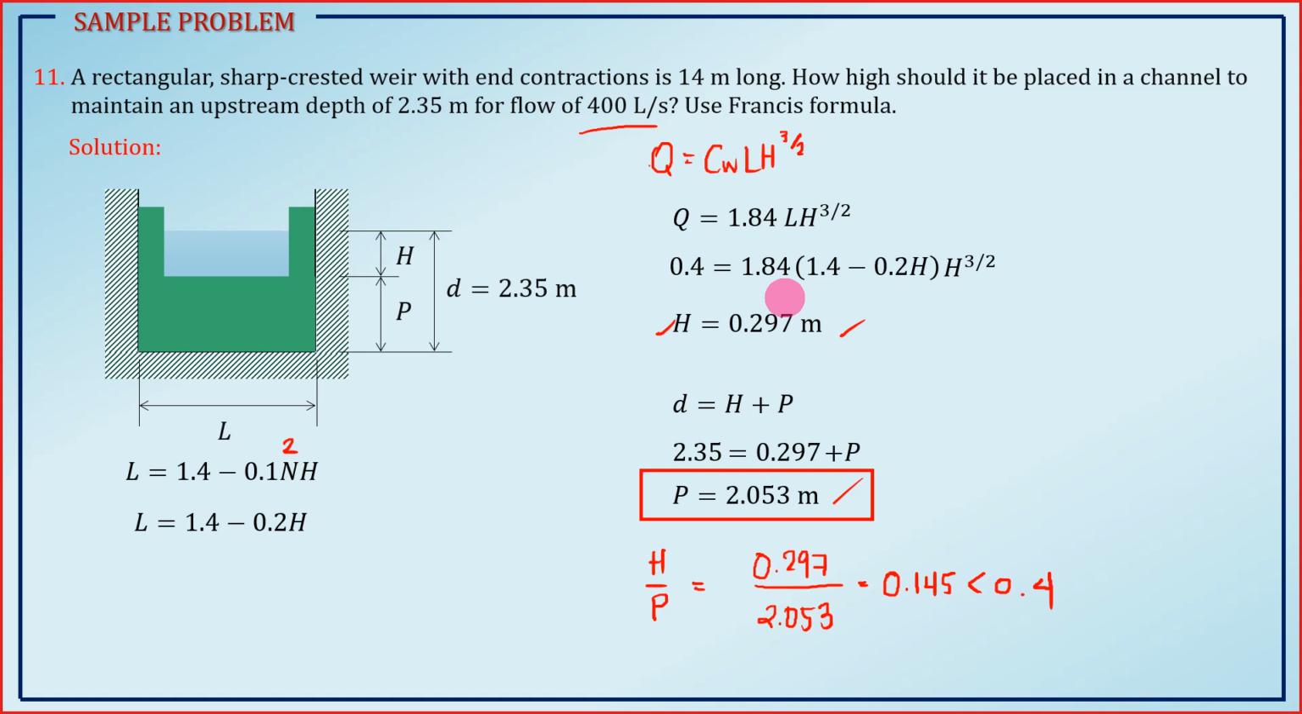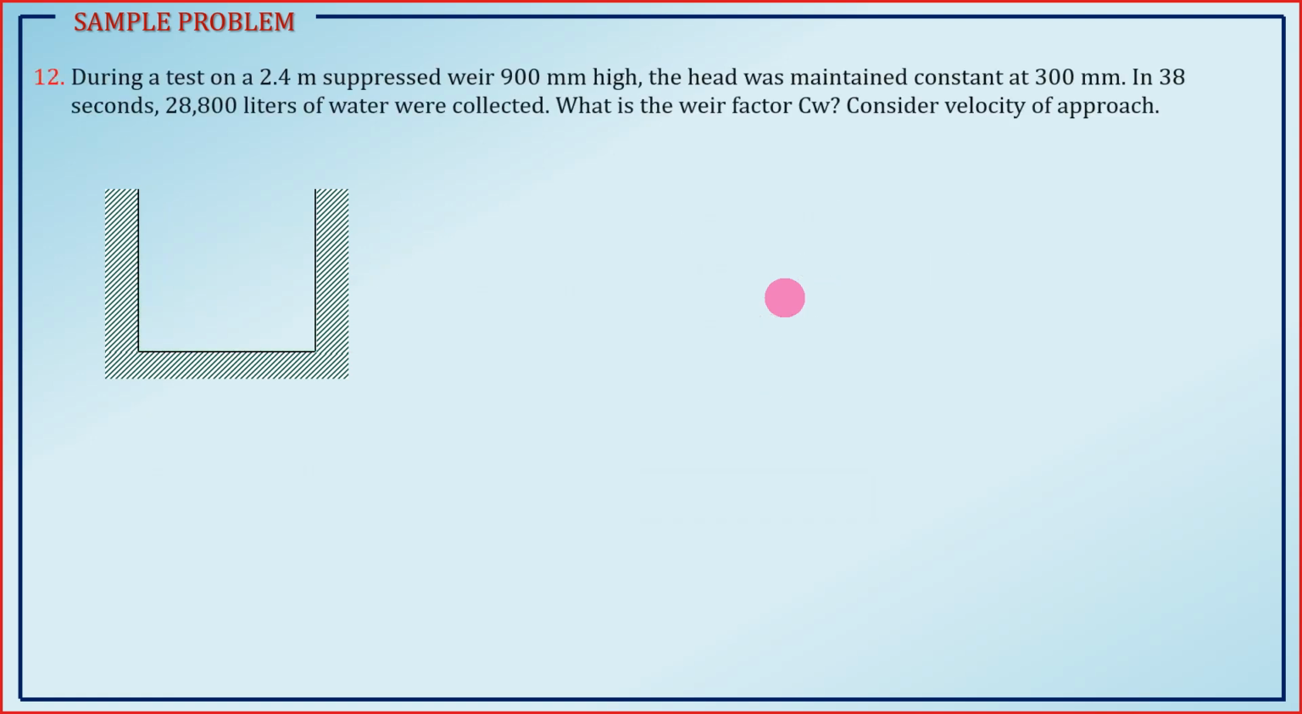More problems ba? Ayan, no. Problem number 12 tayo. So, during a test on a 2.4 meter suppressed weir 900 millimeter high, the head was maintained constant at 300 millimeters. So, in 38 seconds, 28,800 liters of water were collected. So, what is the weir factor CW? Consider the velocity of approach. Ayan. So, ang pinapahanap sa atin is CW and we have to consider the velocity of approach in our equation of Q, flow rate.